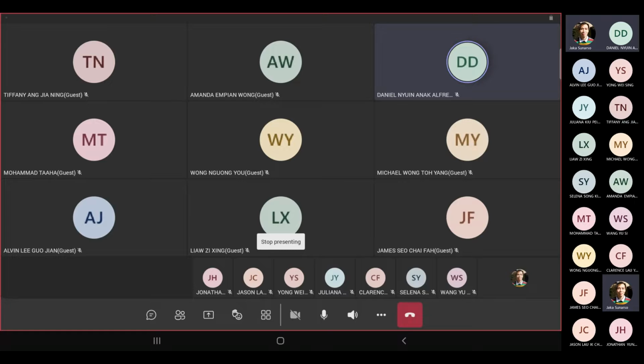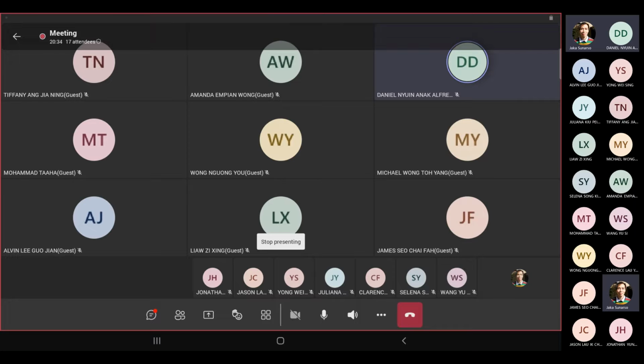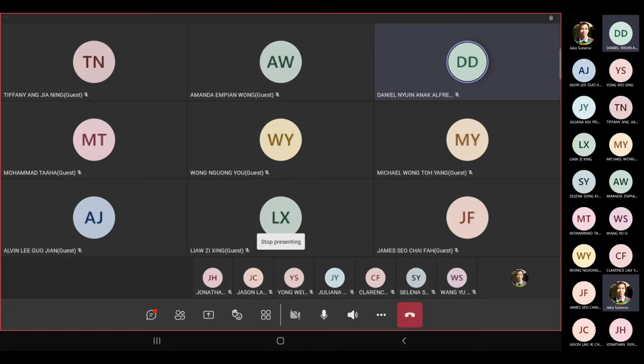So how is everybody doing with your project 2? Is it good? Everybody is doing well with your project 2, guys? Alvin, Amanda, Clarence, Daniel, James, Jason, Jonathan, Juliana, Chising, Michael, Taha, Selena, Tiffany, do you have any questions? Wong Yo, Weising, your process control is doing well. You guys have no problem with the process control as well.